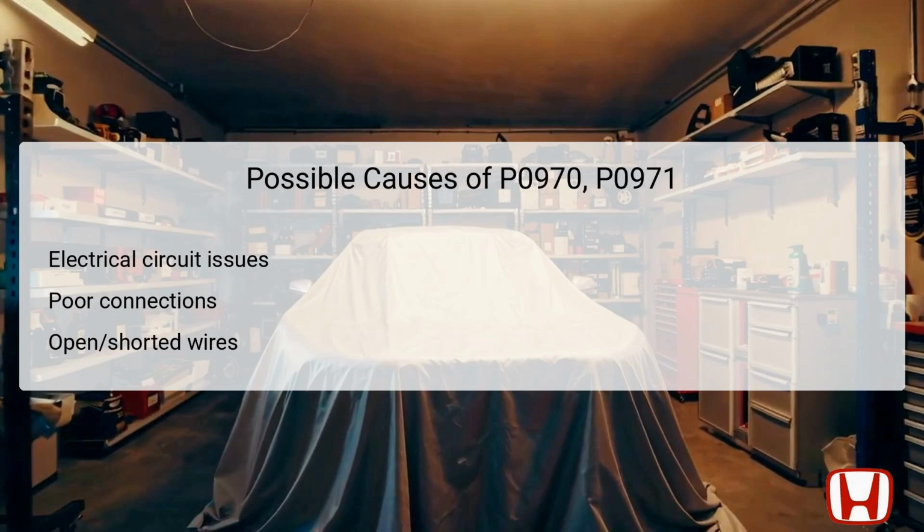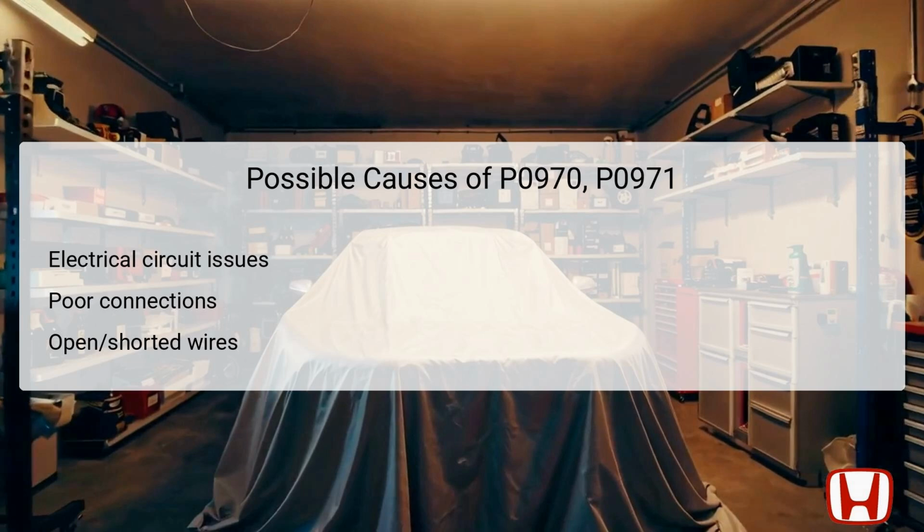Several potential causes could lead to the triggering of DTCs P0970 and P0971. The primary factor is an electrical circuit issue, indicating that either shorted or open wires might exist in the circuit that communicates between the TCM and the pressure control solenoid. Another possibility is poor connections between these components, which could result from corrosion, wear, or incorrect installation. It's essential to check for loose terminals and whether any dirt or grime is preventing a solid electrical connection.